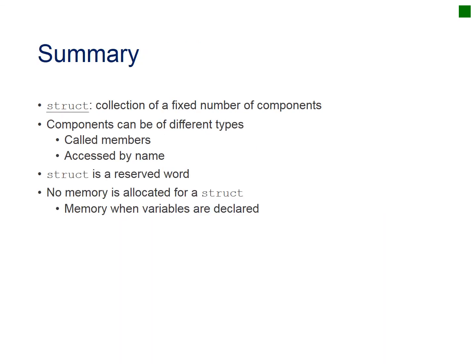Summary. A struct is a collection of a fixed number of components. Components can be of different types, called members, and are accessed by name. Struct is a reserved word. No memory is allocated for a struct. Memory is allocated when variables are declared.